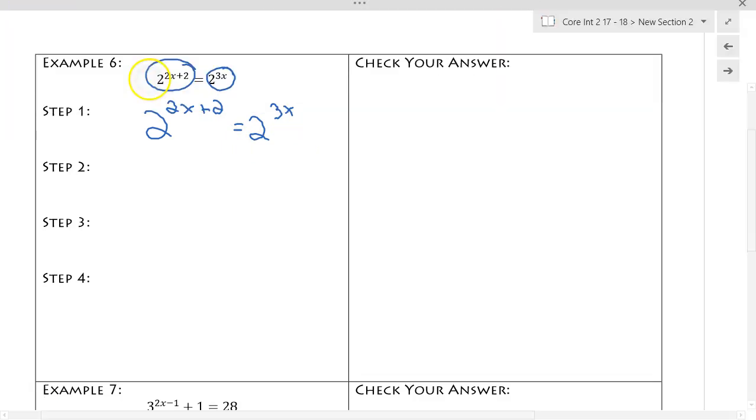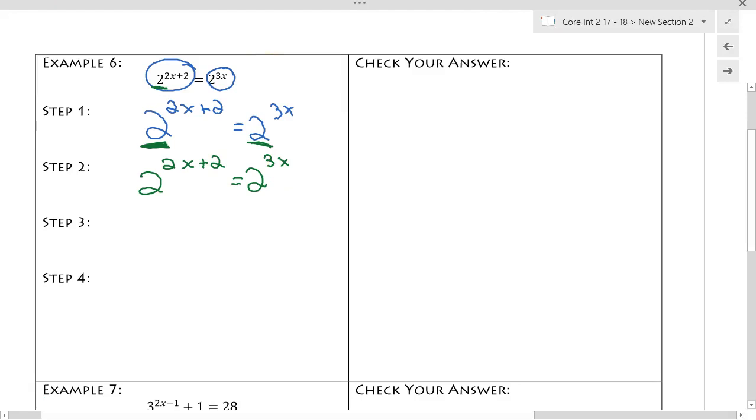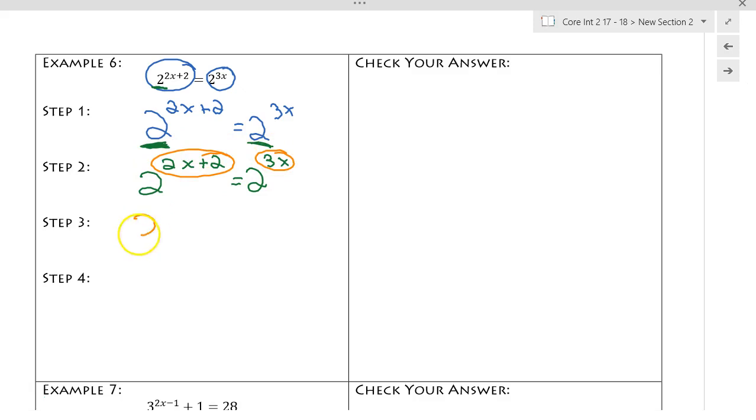Step 2. Well, step 2 is also nice. This has a base of 2. This has a base of 2. And I'm going to need to use my powers cheat sheet. They already have the same base. Step 3. Set your exponents equal to each other. 2x plus 2 equals 3x.